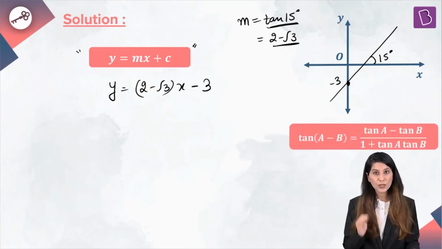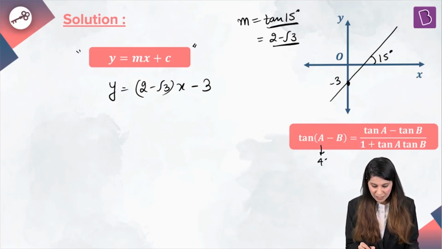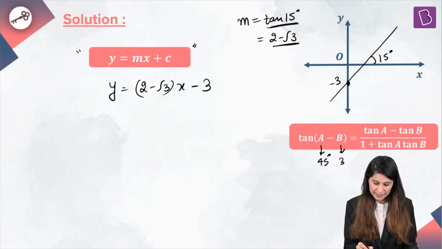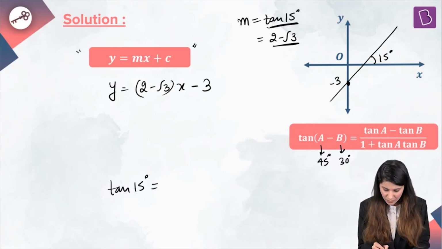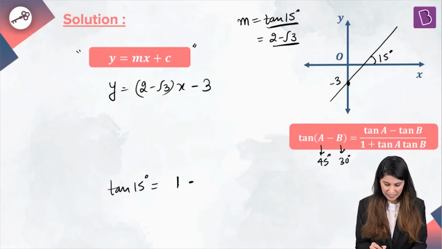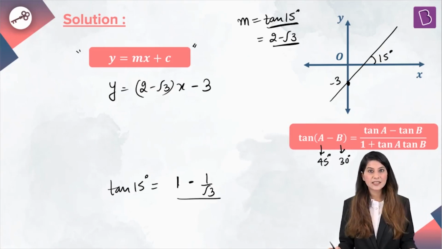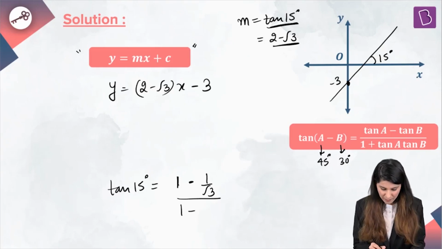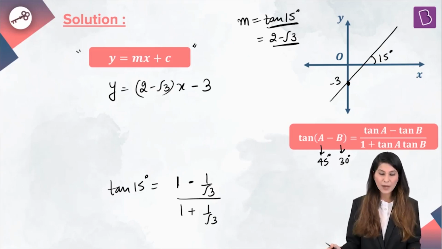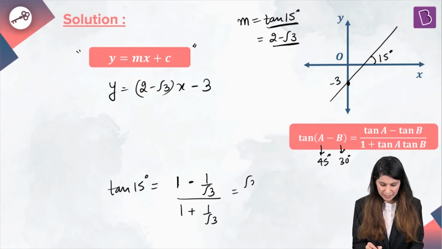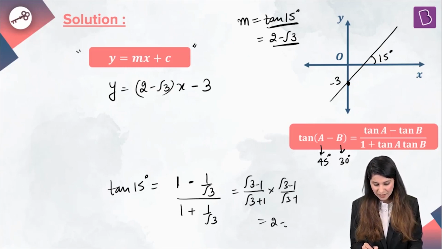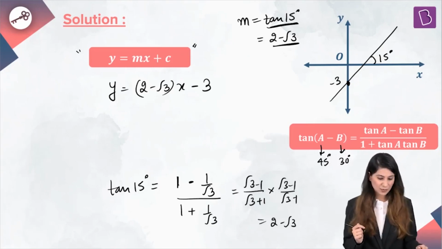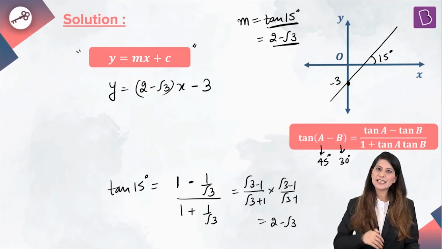But if you still want to calculate this value, put 45 degrees in place of A and 30 degrees in place of B. Tan 15 degrees equals tan 45 degrees minus tan 30 degrees, whole upon 1 plus tan A tan B, which is 1 plus 1 by root 3. If you solve this, you'll get root 3 minus 1 upon root 3 plus 1. If you rationalize this, you get 2 minus root 3. Please remember this value: tan 15 degrees is 2 minus root 3.